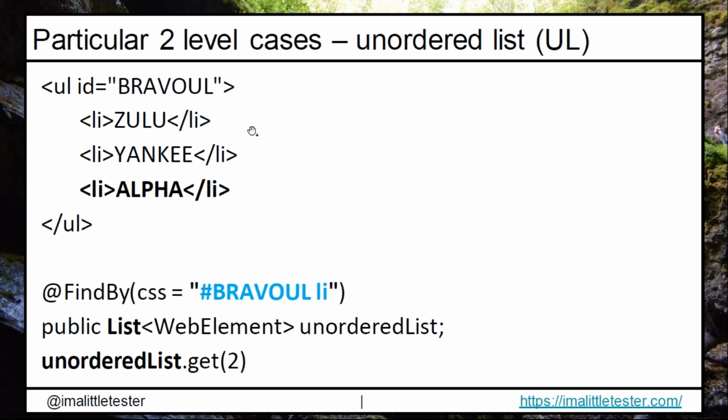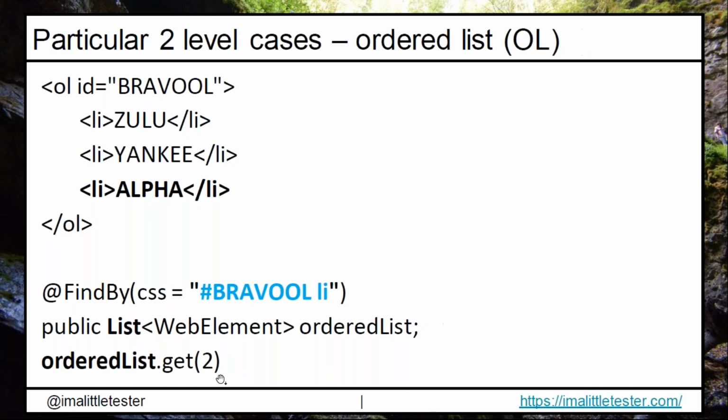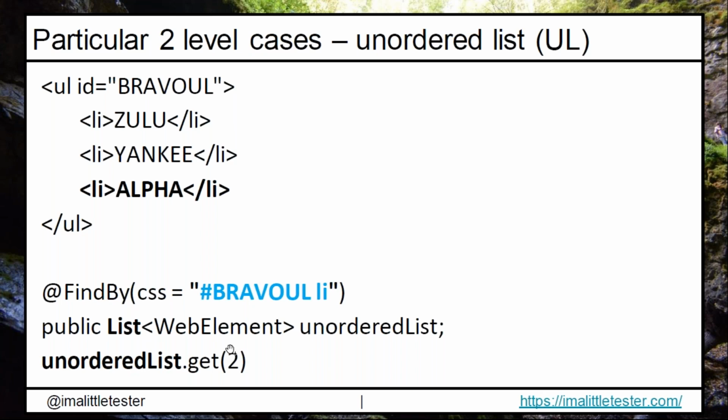Now, because we have stored all of these into a list, we can work with any of them. So let's say at one point you want to check that the text on the first element is correct, then you will have to work with the unordered list element, which is the first one and whose index is 0. So then you would just say unordered list dot get 0 dot get text equals something something. If you're interested in working with alpha, then you will just say unordered list dot get 2, and then you will just interact with that element as you see fit.